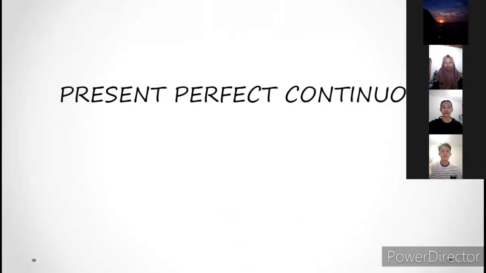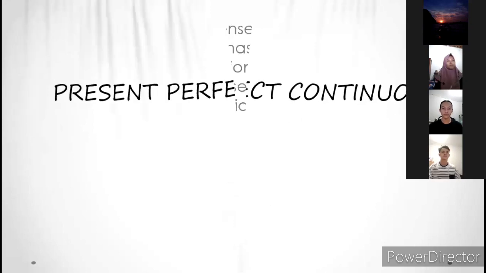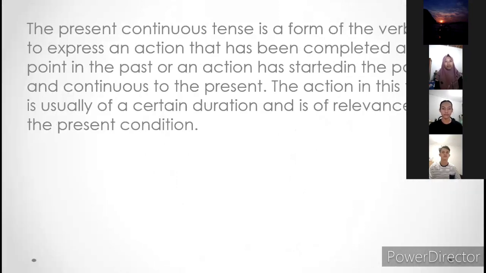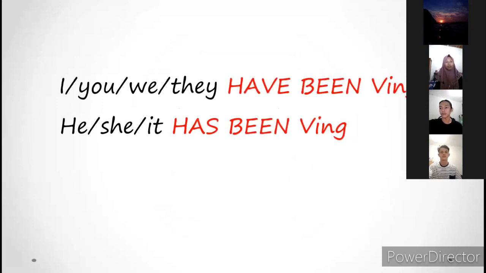Okay, now I'm going to start the presentation. The present perfect continuous tense is the form of the verb used to express an action that has been completed at a point in the past, or an action that has ended in the past and continues to the present. The action in this tense is usually of certain duration and is of relevance to the present condition. Next, subject I, you, we, or they take have, and subject he, she, or it take has.